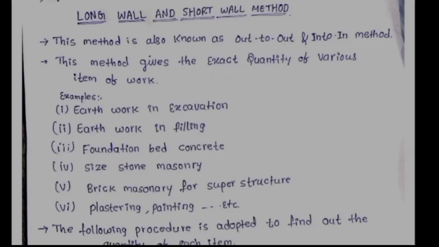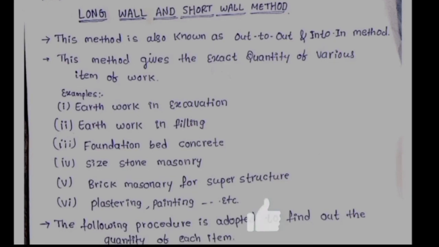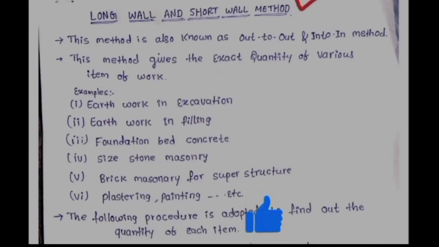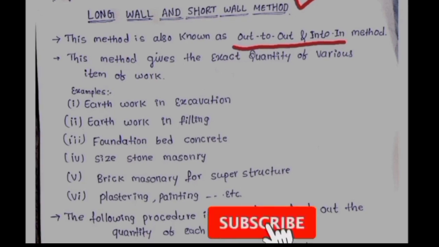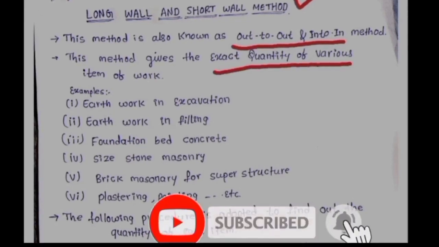Friends, today we learn a very important method, that is the long wall and short wall method. The long wall and short wall method is also known as the out to out and in to in method. This method will give the exact quantity of the various items of work.